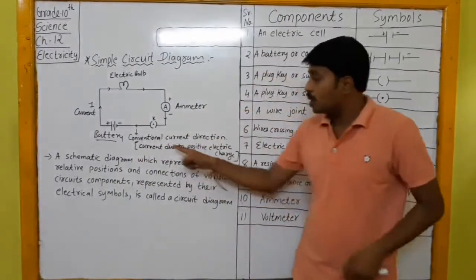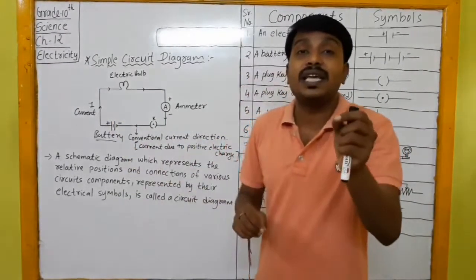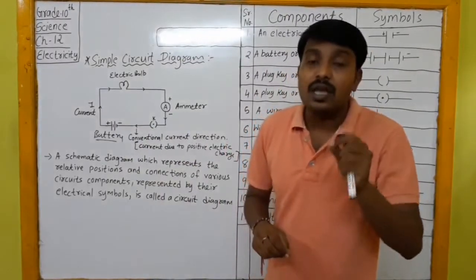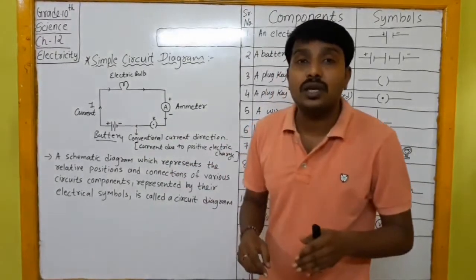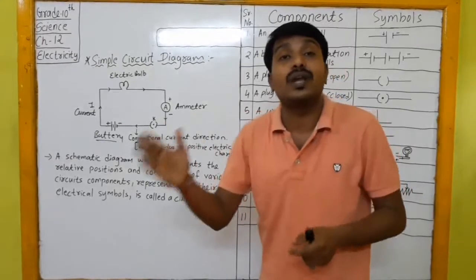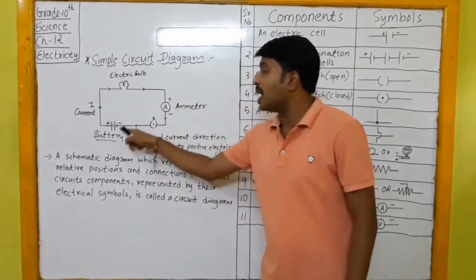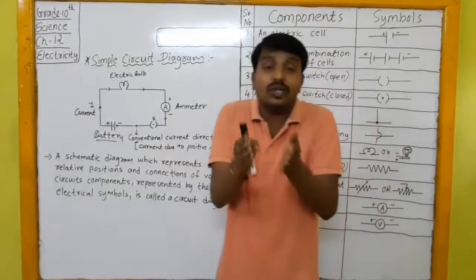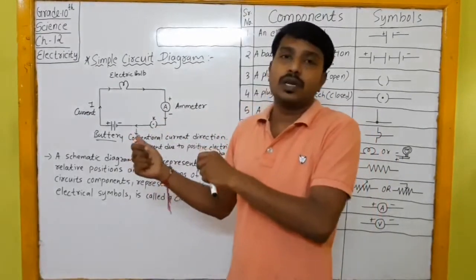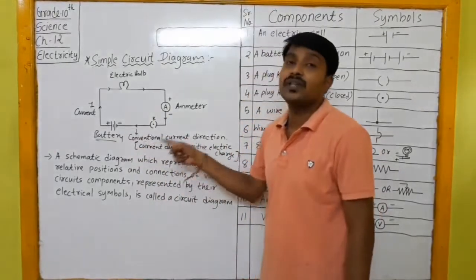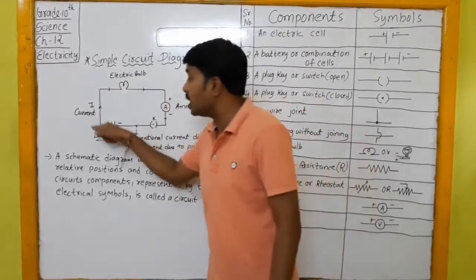I have written here that the arrows drawn represent the direction of electric current. Which electric current? Conventional electric current. And what do you mean by conventional electric current? The current due to positive electric charge. It will always start from the positive terminal of the battery and move towards the negative terminal. And the electric current due to negative charge, the electron, will be in the opposite direction to this conventional electric current. That is, it will start from the negative terminal of the battery and move towards the positive terminal.